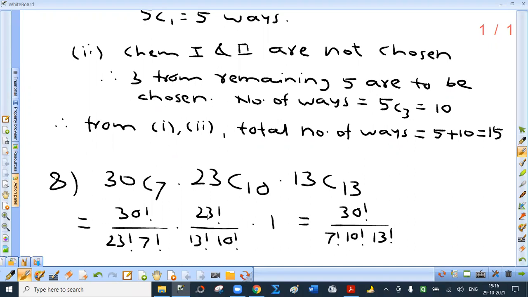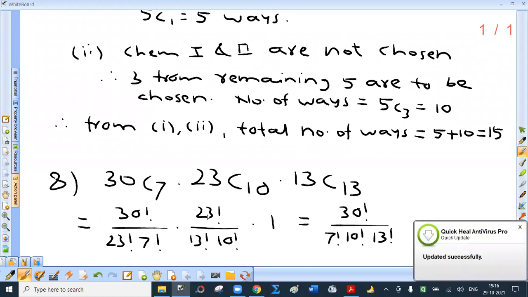And lastly, from the remaining 13 objects, we select 13 to form the third group.